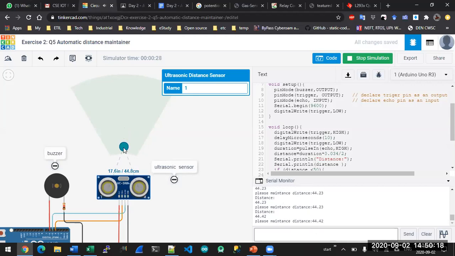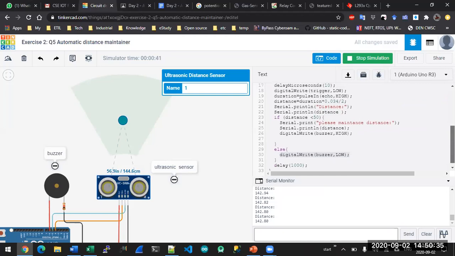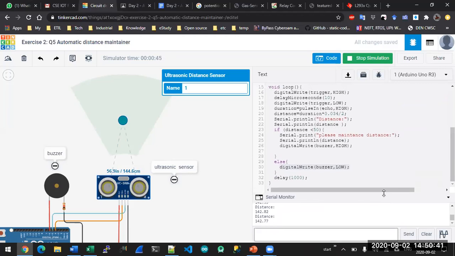Now, when I am moving the object away from the sensor, now it's greater than 50, so it is not printing anything, and the buzzer is also turned off. So if you have any doubt in this exercise, you can just post in the chat.